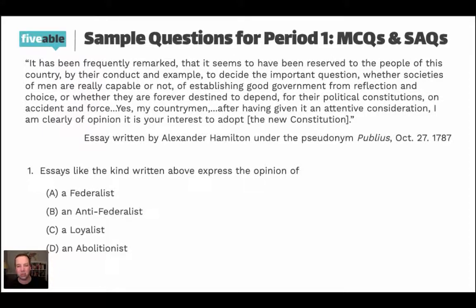adopt the new Constitution. So this is clearly a pro-Constitution thing if you pay attention to that last sentence there, right? He thinks it is to your interest to adopt the new Constitution. By the way, paying attention to the first and last sentence is always good. So essays like the kind written above express the opinion of A, a Federalist, B, an Anti-Federalist, C, a Loyalist, and D, an Abolitionist.